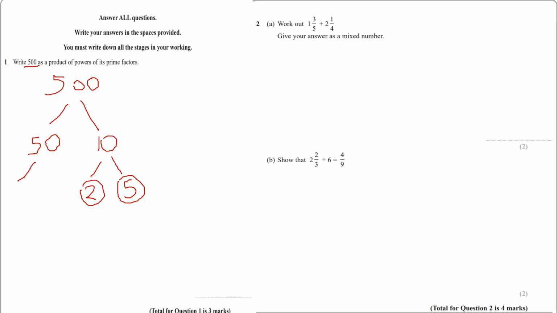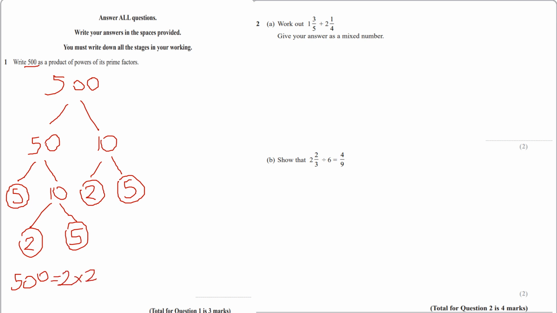Now decompose 50, that'll be 5 and 10, circling the 5, locking off the 5 because it's prime, and then 10 decomposes into 2 and 5, again circling these numbers because they're prime, so locking them off. So 500 can be written as 2 times 2, so we've got this 2 here and this 2 here, times 5 times 5 times 5. Writing it in a bit of a neater way.